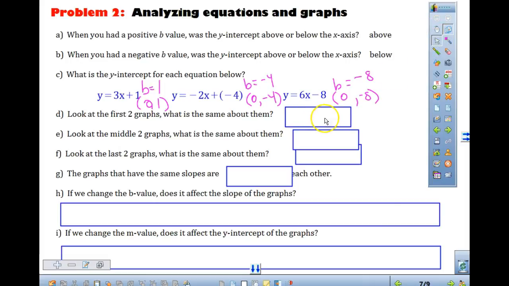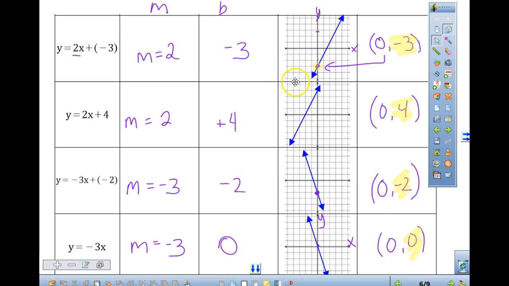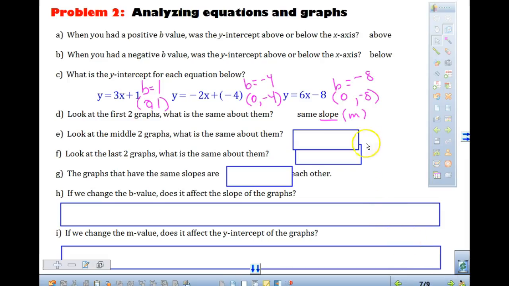So it says when I look at the first two graphs, what's the same about them? Slope. Someone said, can I put, they have the same M? You can, but make sure you write this word slope. If your shoulder partner isn't writing, elbow. Nudge them along the way. What about the middle two graphs? What did you notice about these two graphs? What's the same? They're both the M. Same. How about the last two? Last two have the same M, right? So we should have same slope, same slope.